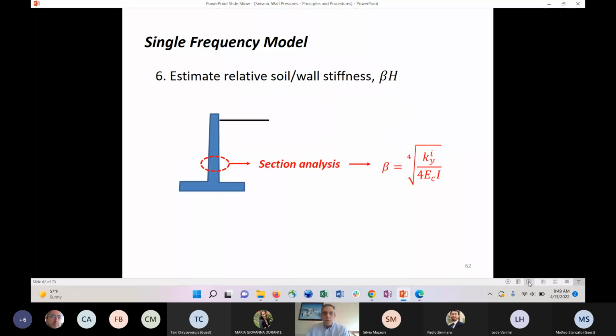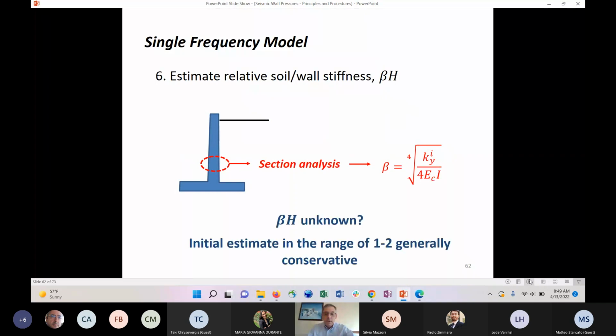We come up with a beta H, as we talked about before, so you need a section analysis to do that. Oftentimes, seismic pressures are being developed by a geotechnical engineer before the structural design is complete, so they may not know the structural properties of the wall yet. And so if beta H is unknown, an initial estimate in the range of 1 to 2 will generally be conservative. And then as the design progresses, you can always update it with the actual section properties.